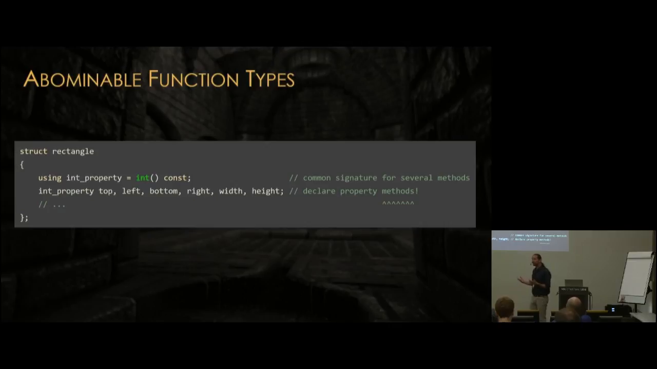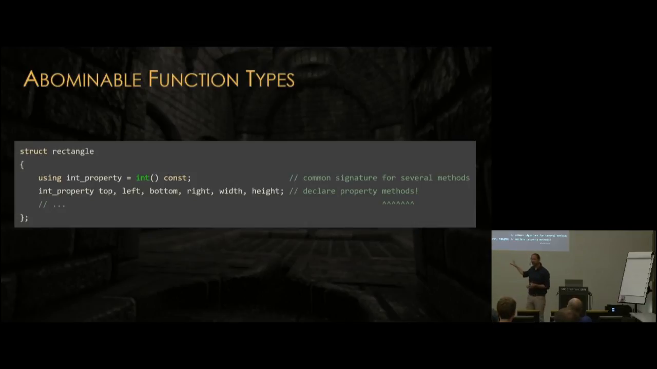But I don't like typing out the function signatures, so I can use the abominable function type using int property. It's a function, a method, really, that's const qualified, and it returns an integer coordinate of each of these functions, right? And then I just declare all of these property methods using that signature.